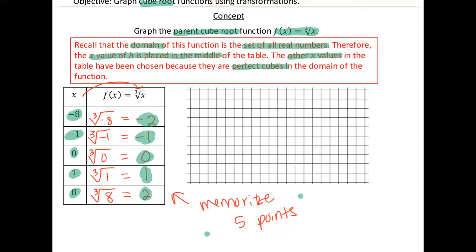You guys have the axes on there. I don't, so let me draw it really quick. But you guys can start graphing it. Go graph negative 8, negative 2; negative 1, negative 1; 0, 0; 1, 1; and 8, 2 on your paper.